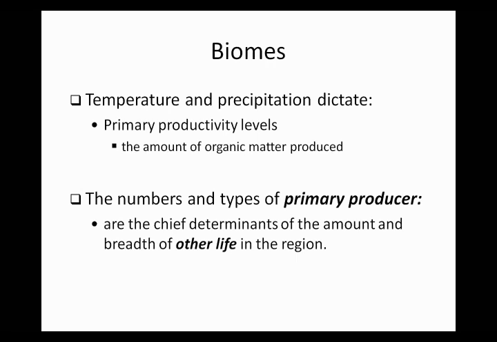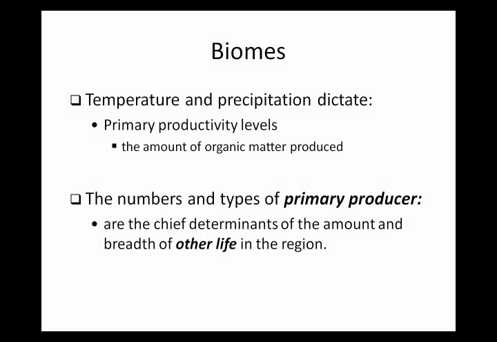So primary producers, which are the plants that are getting their energy directly from the sun, are producing food that the consumers can eat. We've got the primary producers being the chief determinants of the amount and breadth of other life in the region. So thinking about the tropical rainforest, tons and tons of tropical plants and trees. But if we think about the Arctic tundra, you hardly see any trees or any grasses or shrubs or moss or anything because it's kind of this barren wasteland.